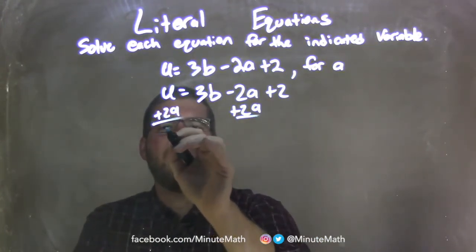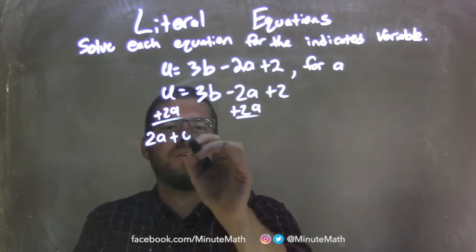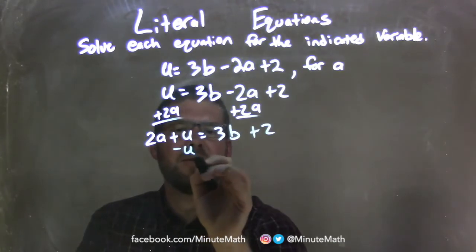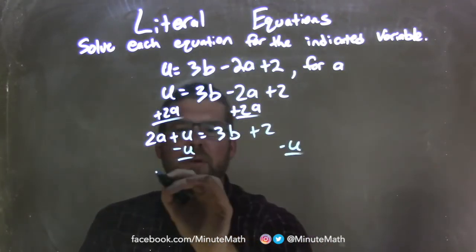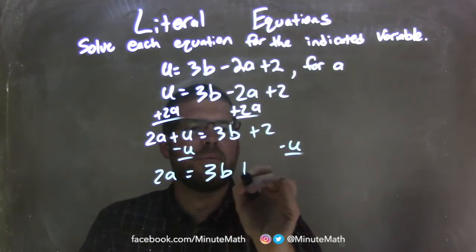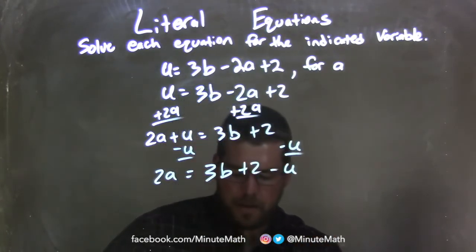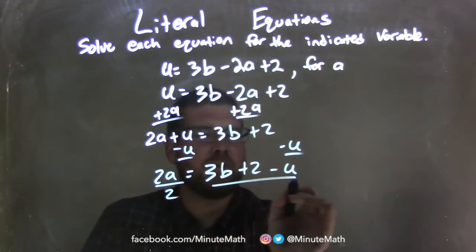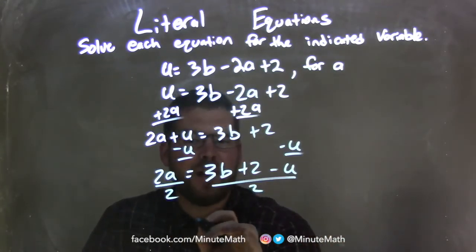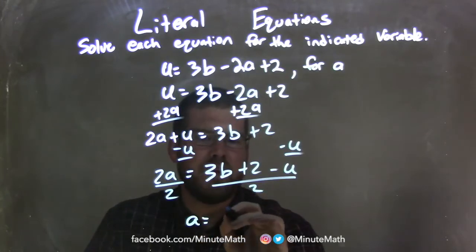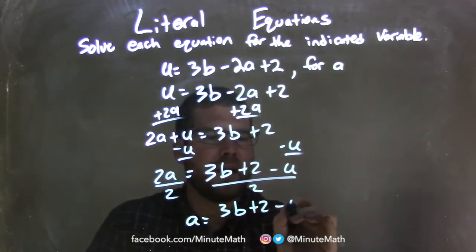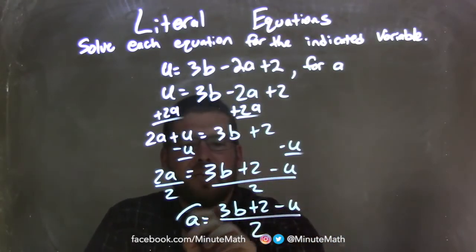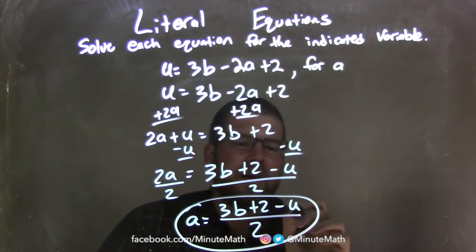And that gives me 2a plus u equals 3b plus 2. I then can subtract u from both sides, leaving me with 2a equals 3b plus 2 minus u. Now I divide by 2 on both sides, right? It gets me a by myself. So I have a is equal to 3b plus 2 minus u over 2. And there we go. A is all isolated. It's by itself, and it's equal to 3b plus 2 minus u over 2.